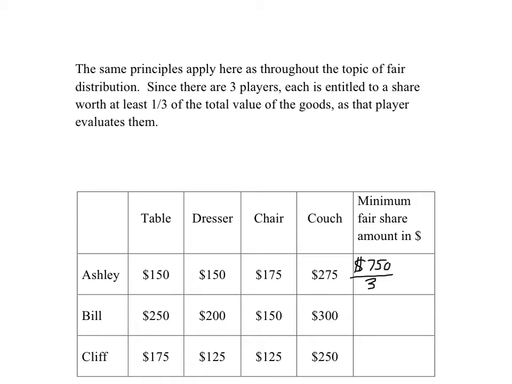I mention this because this is actually quite a common mistake that students make when they work with this method. We therefore find that Ashley has a minimum fair share amount of $250, Bill has a minimum fair share amount of 900 over 3 equals $300, and Cliff has a minimum fair share amount of 675 over 3 equals $225.